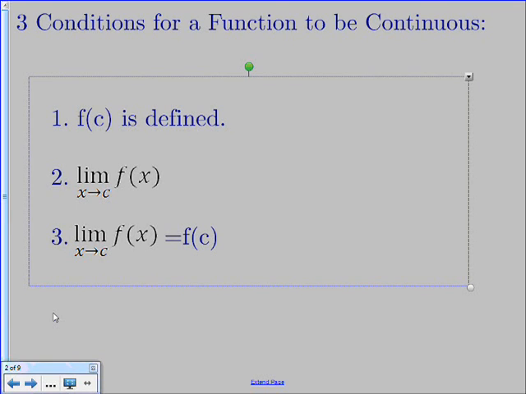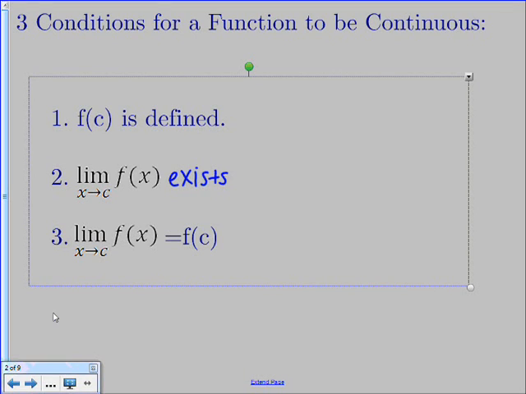The second condition you want to look at is to see if you can take the limit as x approaches c. If you can, if this limit exists, then you're good to go. Look at the third condition. So the third condition kind of smushes the first two together, and it says that not only does the limit at x approaching c have to exist, it has to equal the function value at c.